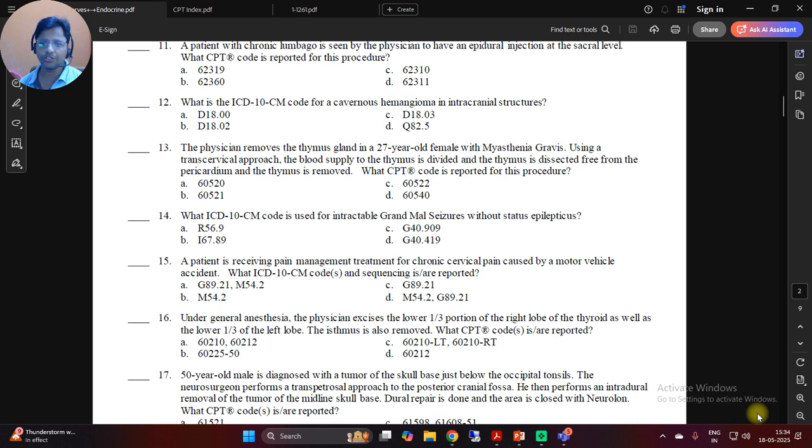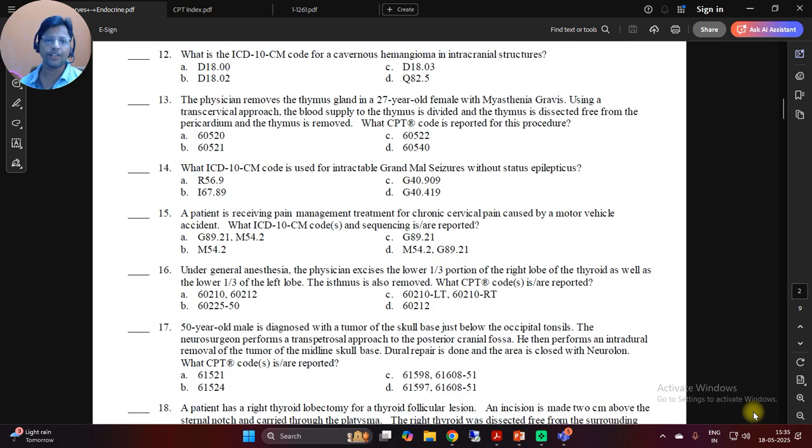Whenever you want to choose one single code, just check three codes above your selected code and three codes below your selected code. For example, if you want to choose 60520, check three codes before 60520 and three codes after 60520, so that you will get a good idea and get to know the variants of these procedures. These thymectomy procedures are based on the approach. Here our approach is transcervical, so we need to code 60520. Correct answer.